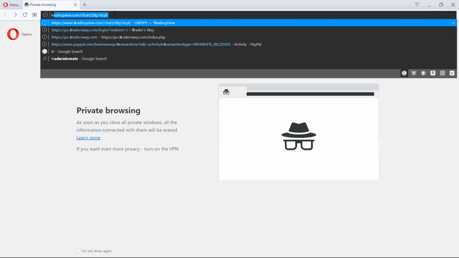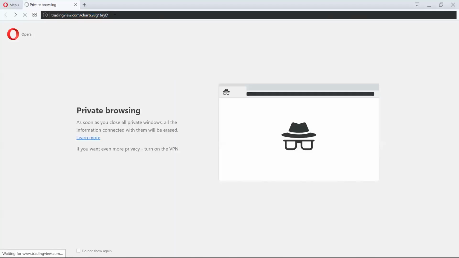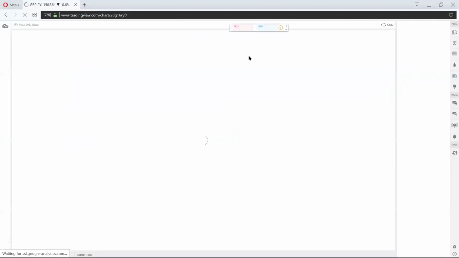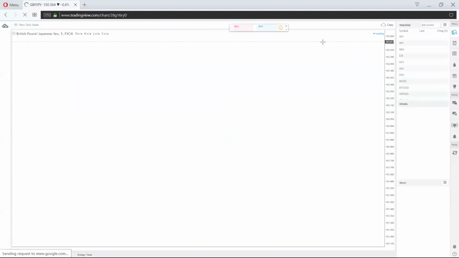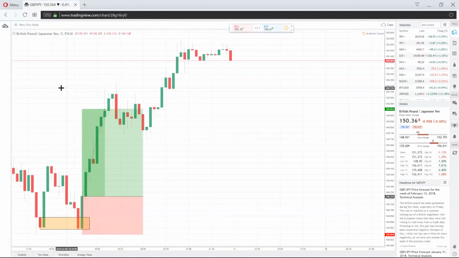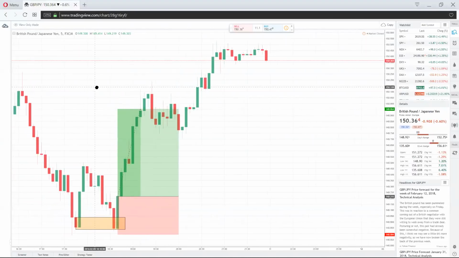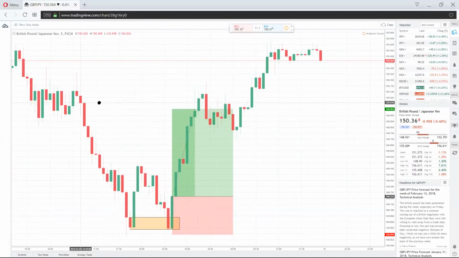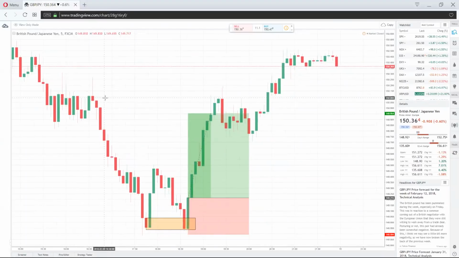So just give me a minute. I open my TradingView. Okay, so this is a trade I took yesterday. Sorry, actually, I've opened the chart, and this is the first thing I see. So this is lovely. Take a look at this here.